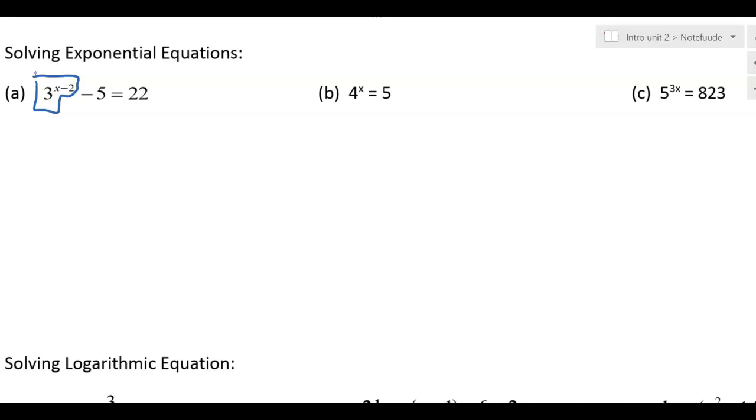Thanks. Okay. All right, so we have 3 to this exponent minus 5 equals 22. I want x alone, but before I can get x alone, I need to get this whole power that contains x in it alone. Right? So the first thing I'm going to do is add 5 to both sides.